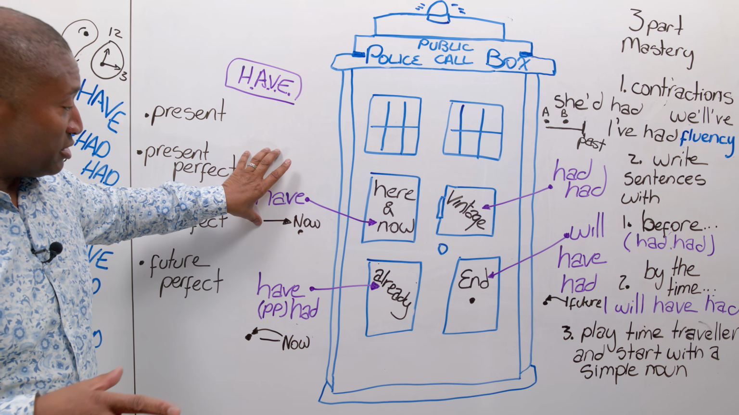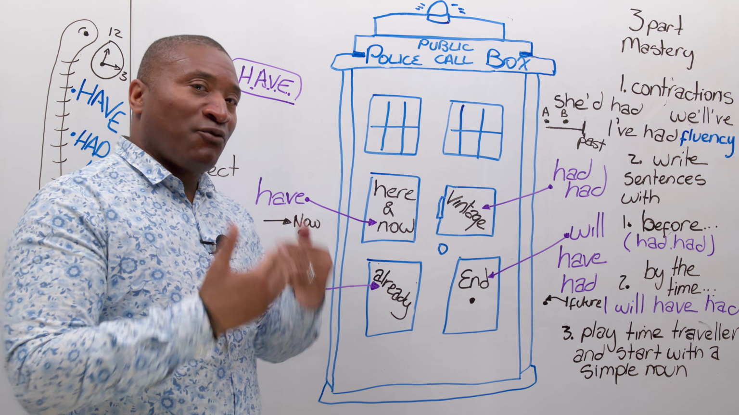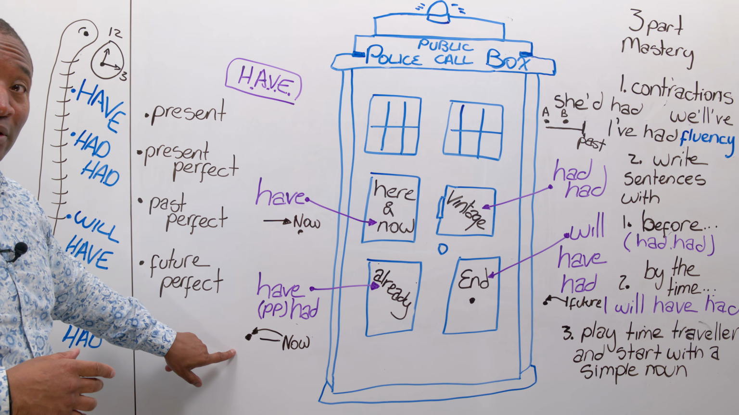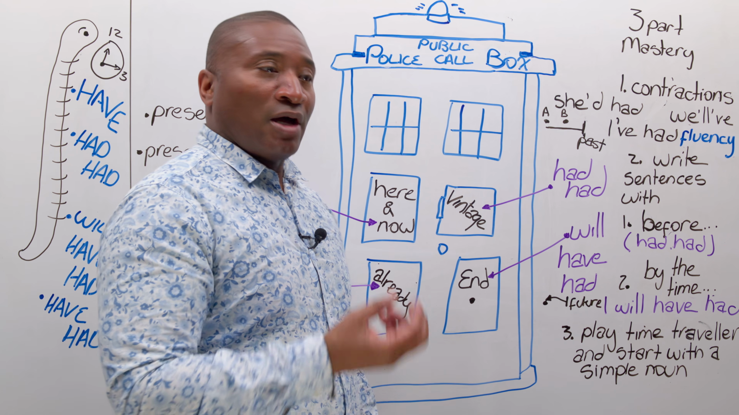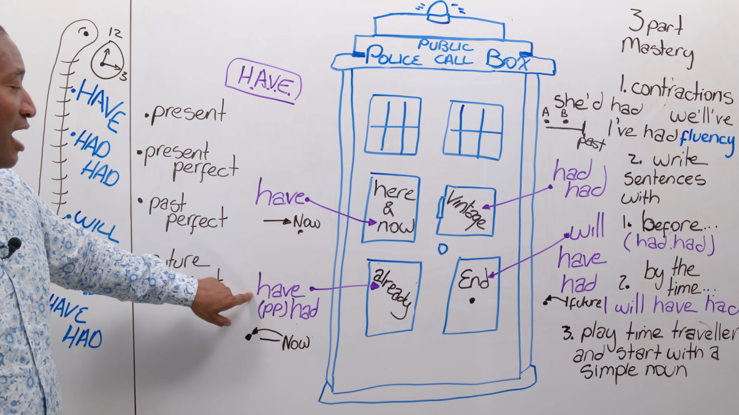Present, just present. But when we want to talk about something that has already happened, before now, okay? So here's now, but it happened just before, right? I have been to Japan. I have read this book. I'm talking to you now, but it happened back here. We're going to use have had.